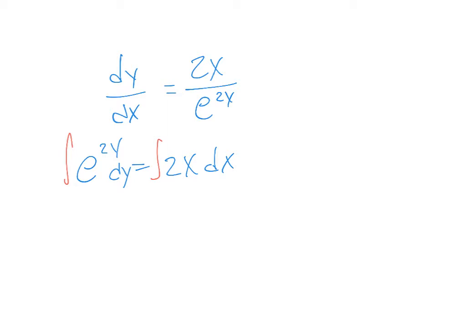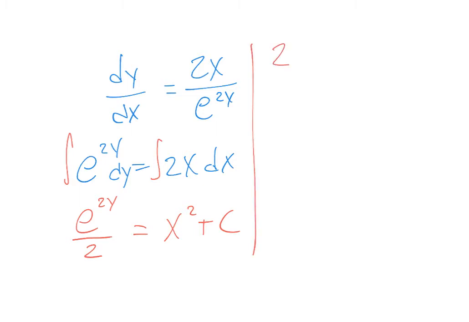The thing that has a derivative equal to e to the 2y is going to be e to the 2y divided by 2. The thing that has a derivative of 2x is going to be x squared, and I need my plus c. Okay, let's solve for y here. So I end up with, let me write my e stuff first, e to the 2y is equal to 2x squared plus 2c, which I could write as c or 2c, doesn't actually matter.